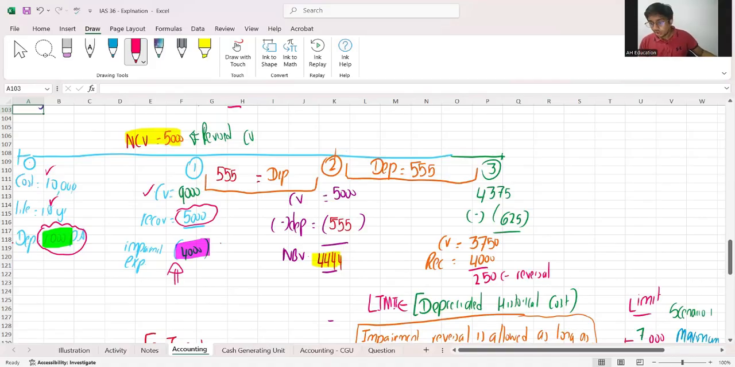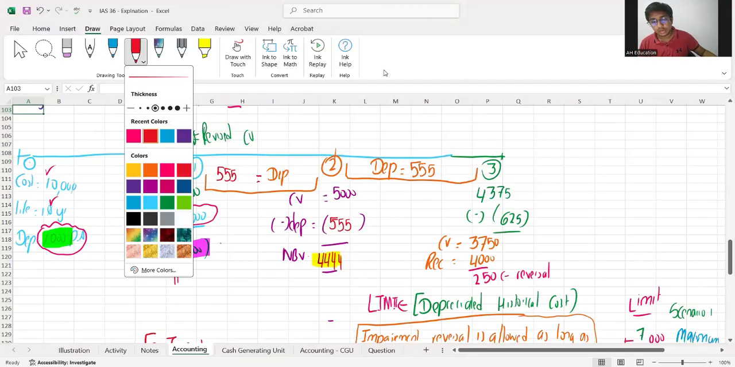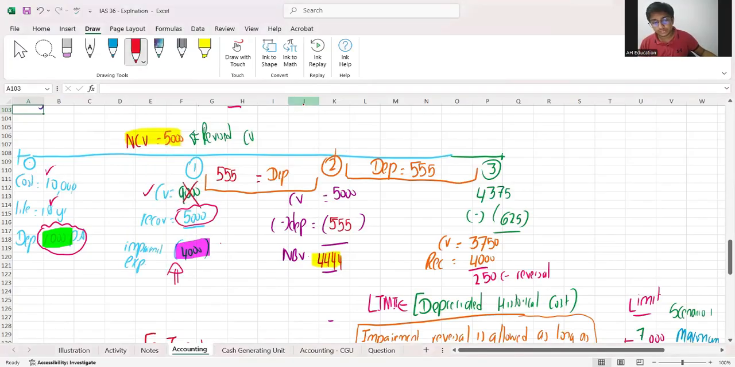Now, you know your year one carrying value is wrong. Why? Because we have overstated the carrying value. So this figure is wrong. What I need to do is go and revise my carrying value. Instead of using 9,000 as my year one carrying value, I would take 5,000, which is this figure.